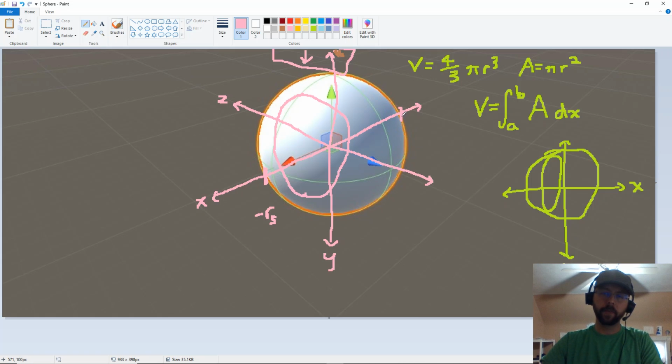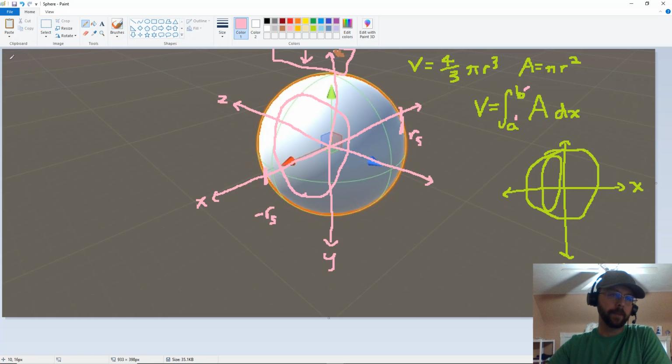And then this number over here will be positive r sub s. That's the x value at this point. So whatever this point is, where the outer circumference of the sphere touches this point on the x-axis, that point in our 3D space would have x, y, and z coordinates. But the only one we're concerned about right now is the x coordinate. And the x coordinate would be negative r sub s, and the x coordinate over here would be positive r sub s. So that's what we're going to use for a and b.